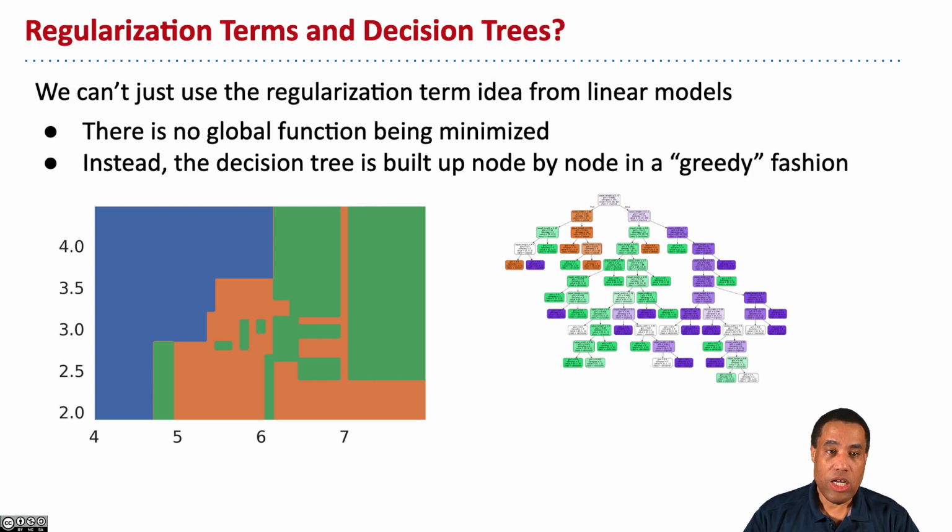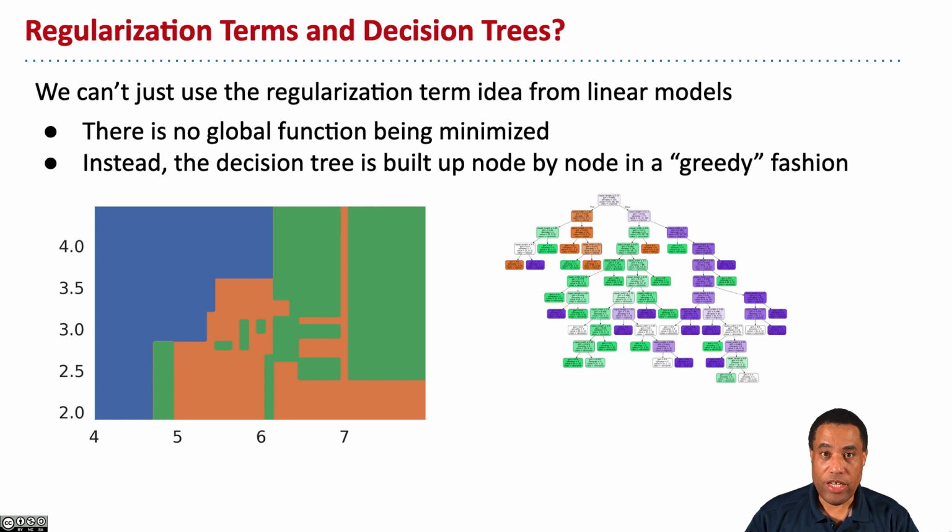Well, you might think, could we just add a regularization term? That's an idea that we use in linear models. But we can't just sum the betas here, and there's no global function that we're trying to minimize. Unlike least squares or gradient descent, where we're writing that gradient down to the minimum, there's nothing to be minimized here from a global standpoint. And there's no nice closed form solution either, right? This is a greedy algorithm.